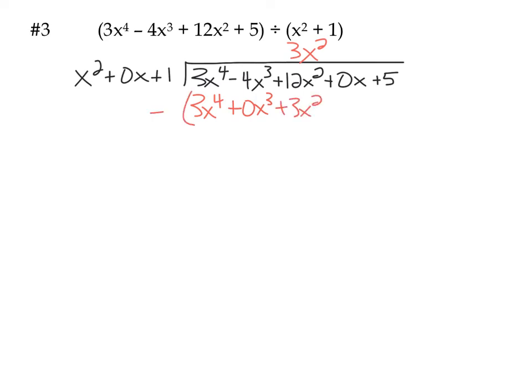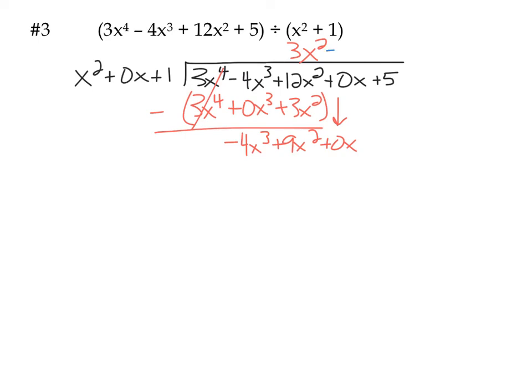Now I can subtract these. That cancels. Negative 4 minus 0 is negative 4x to the 3rd. 12 minus 3 is 9, so plus 9x squared. Okay? And then I'm going to bring down this 0x. It's important to have that there. If I don't have the 0x's, it's going to throw off the answer. Okay? So now I need to multiply and get negative 4x to the 3rd. Right? I need to get the same term here, so I need something to multiply and give me negative 4x to the 3rd, so it's going to be negative 4x.